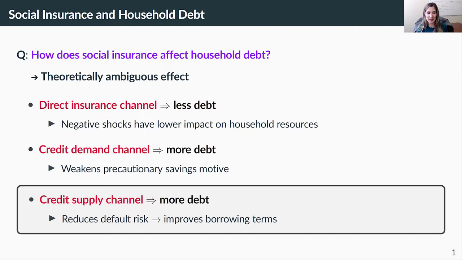Finally, a third channel is a credit supply channel. When social insurance becomes more generous, this can make households more financially resilient in the sense that it takes a bigger shock to push a household into default. When better insured households are less risky, this can make creditors more willing to lend to them. And in equilibrium, the shift in credit supply can then turn into higher overall debt. The goal of this paper is to estimate the total effect of all of these channels on household debt and to decompose the role of these different channels.